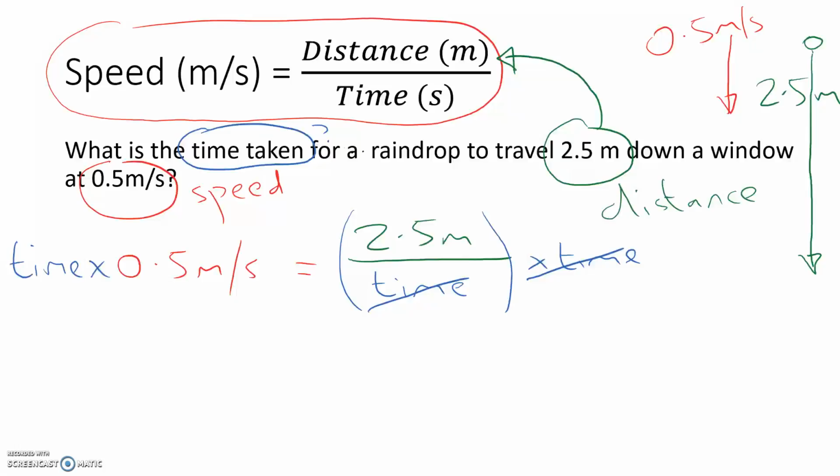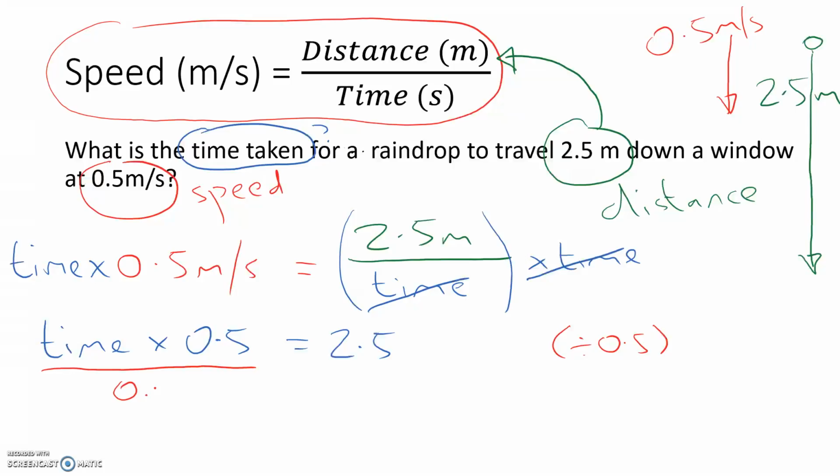Okay, that leaves us with an equation that says time multiplied by 0.5 meters per second is equal to 2.5 meters. So now I need to rearrange for time. And what I could try is dividing both sides by 0.5. Because if I divide this side by 0.5, I can see that I've got time multiplied by 0.5 divided by 0.5. And again, those two cancel out. Multiplying by a number and then dividing by a number will just leave the original number.